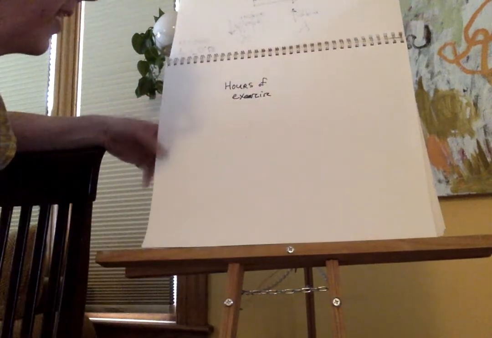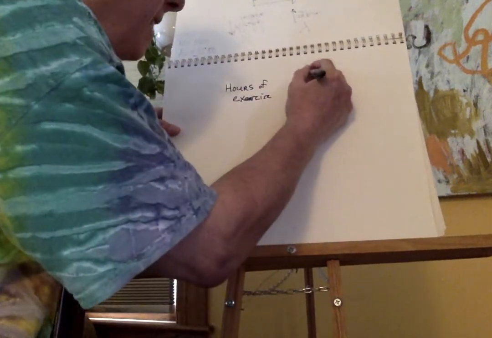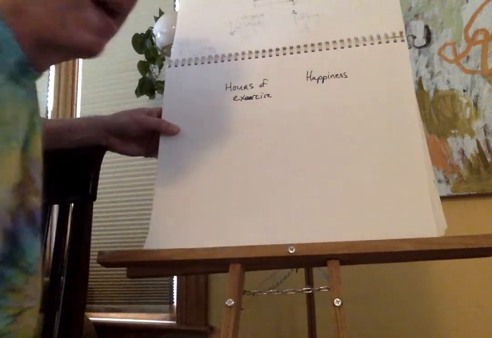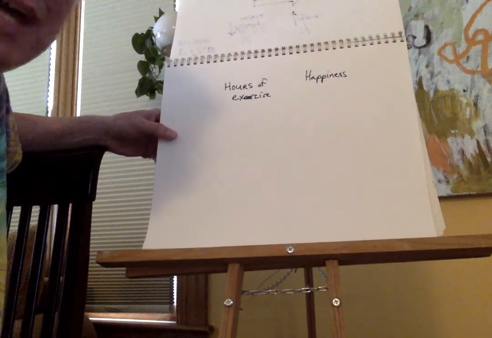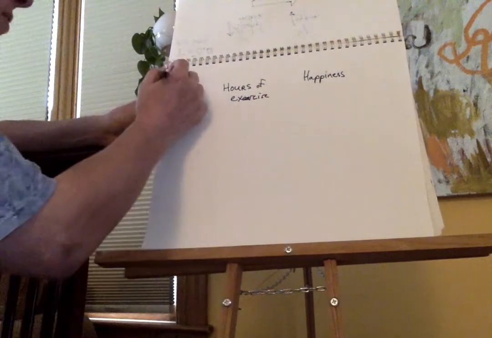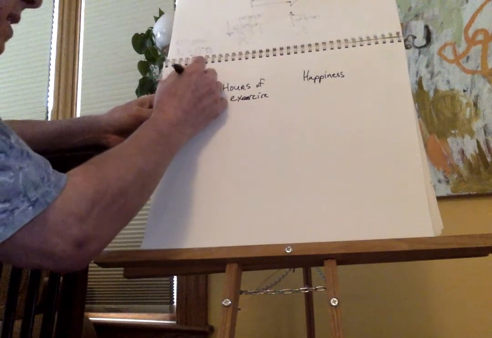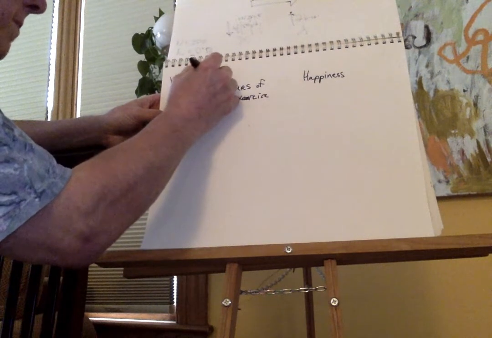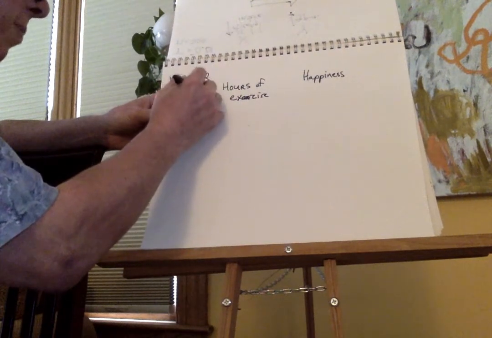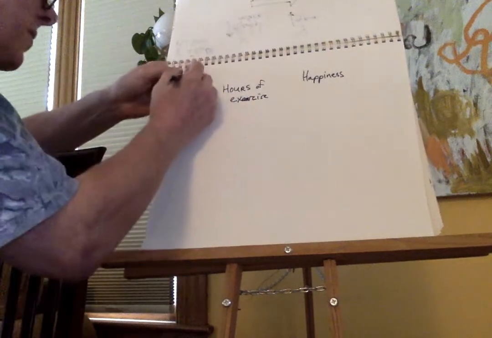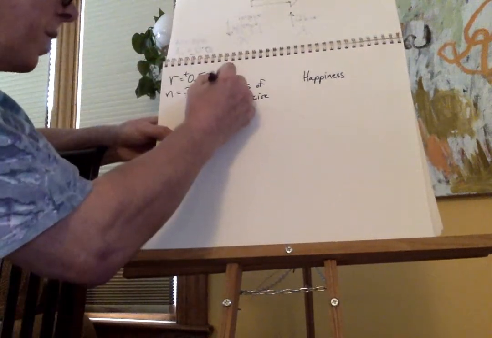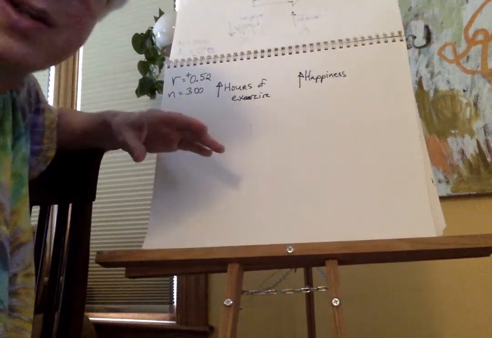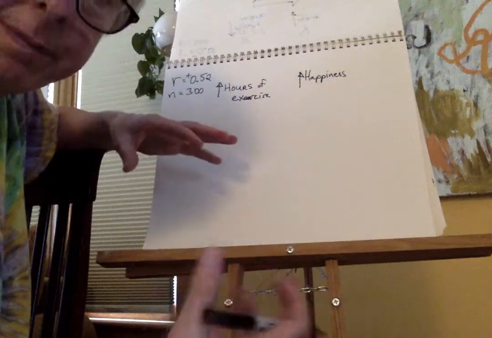I spelled that incorrectly. Hours of exercise, and it's been a long semester, hasn't it? And levels of happiness. And what did we find? We found there was a positive correlation there, right? Positive correlation. And it doesn't matter, I'll just make up an r value. Let's say it's 0.52, and we had 300 people fill out our survey. We know that this is a very strong correlation. The more you exercise, the happier you are, okay? And that's how some people will report it.